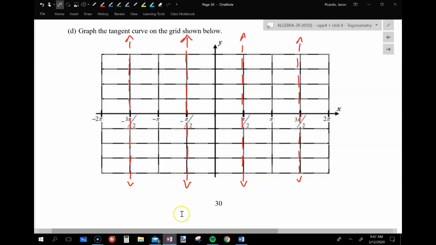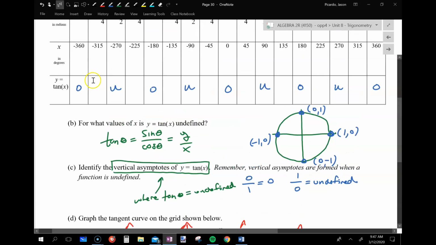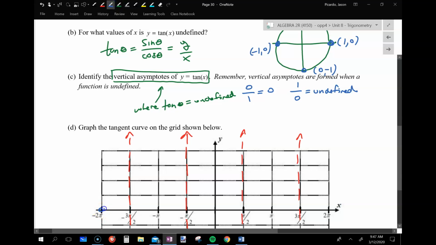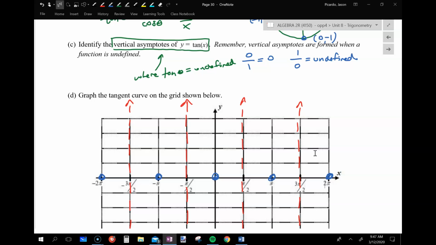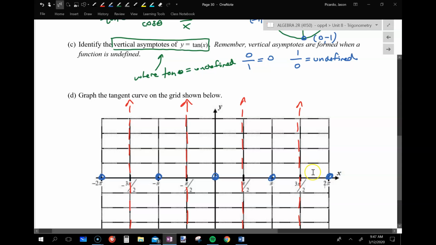Now, what is the next piece? Well, I have these values of 0. Where are those values at 0? At -360, at -pi, at 0, at pi, and at 2 pi. What about the rest of these values?